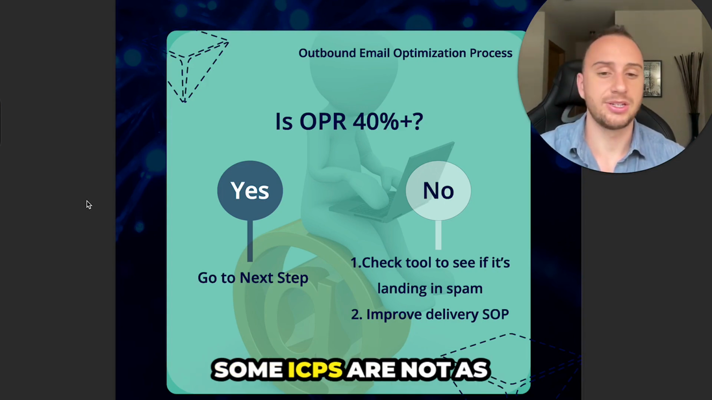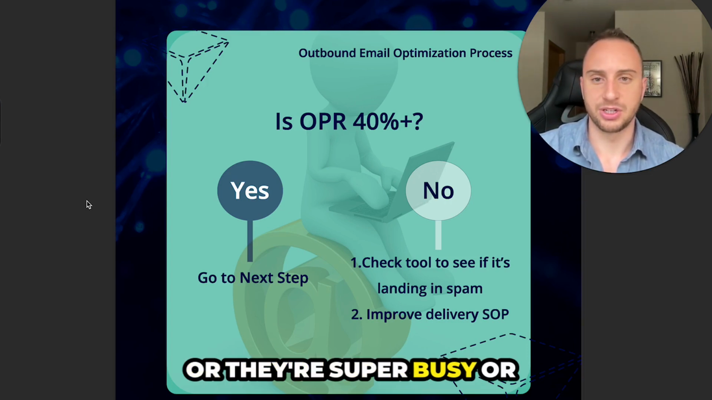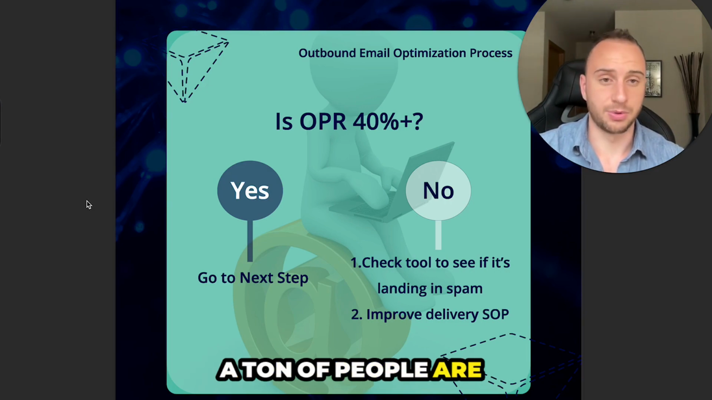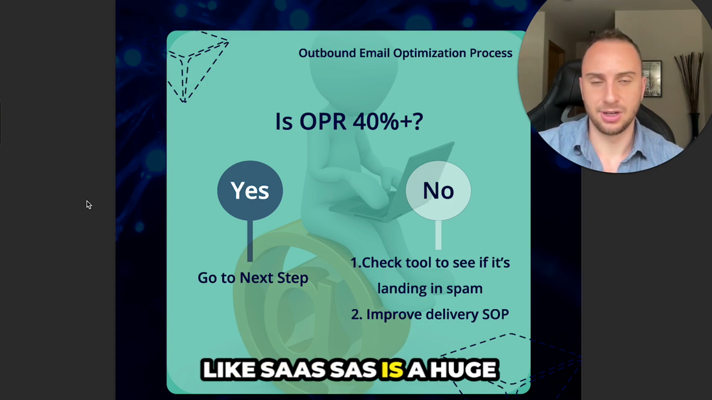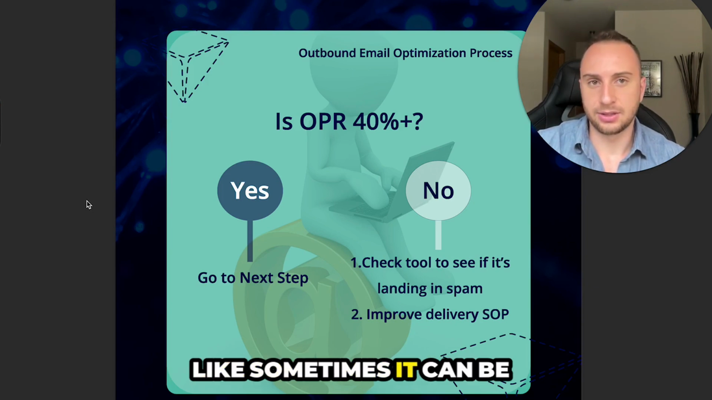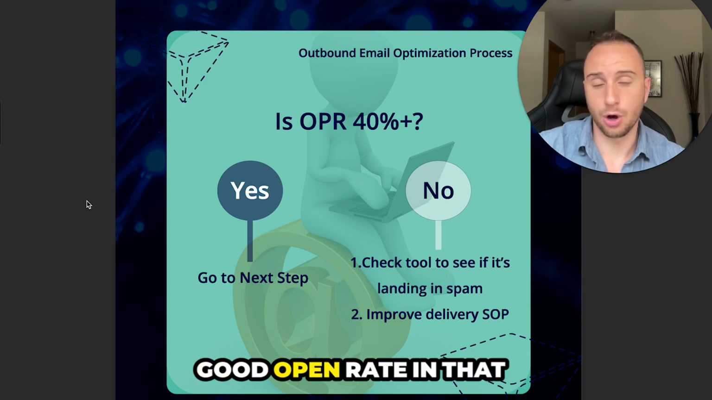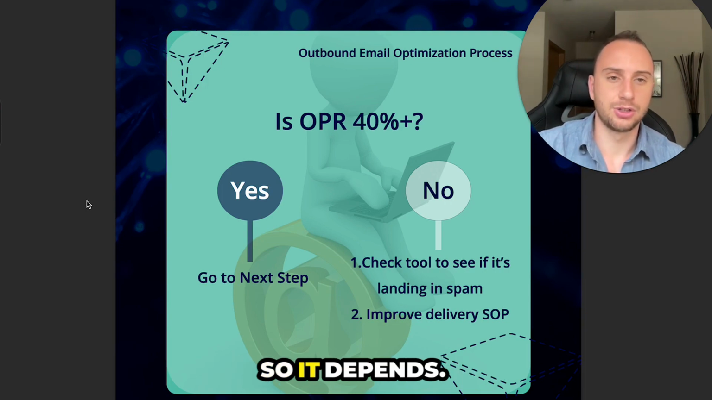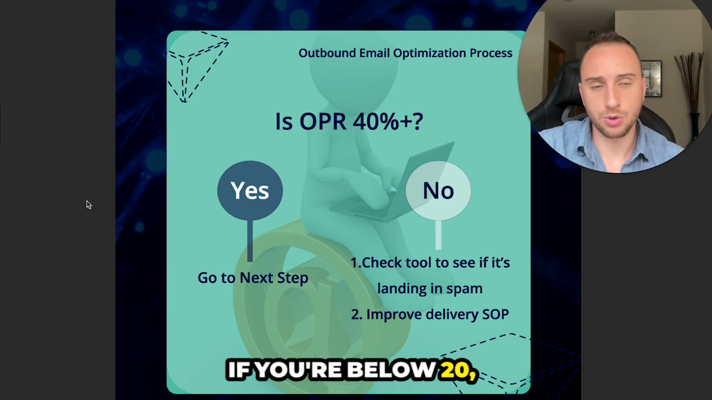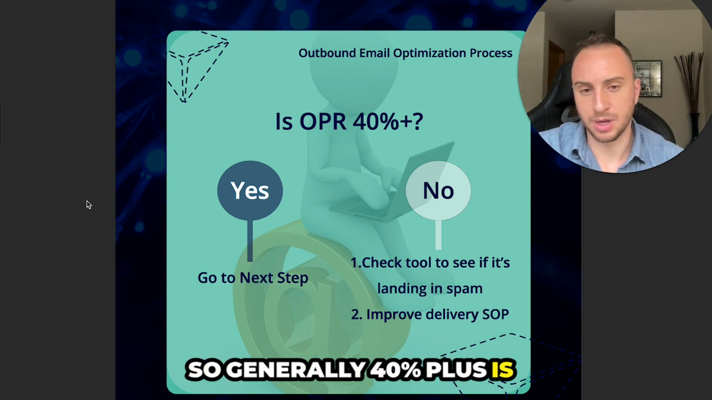However, some ICPs are not as responsive on email, or they're super busy, or a ton of people are already emailing them, like SaaS. SaaS is a huge one. Everyone is just reaching out to SaaS companies. Sometimes it can be harder in certain industries to get a good open rate in that 60 to 70 range. So it depends, this is an average. If you're below 20, you're probably in spam. 20 to 40, again, you might just be in a tough ICP. So generally 40% plus is where you want to be.